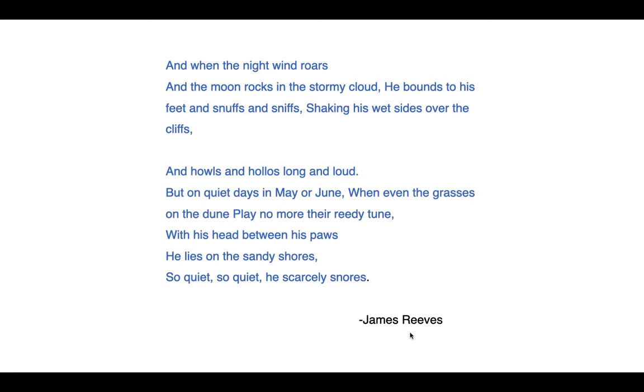So here, in the night, the tone of the poem becomes a bit bitter. There is a bit of bitterness in the tone of the poem. And the moon rocks in the stormy cloud. He bounds to his feet and snuffs and sniffs. Snuffs and sniffs shows the actions performed by the dog. He's sniffing, he's snapping, shaking his wet sides over the cliffs, and howls and hollows long and loud. So the dog is howling.